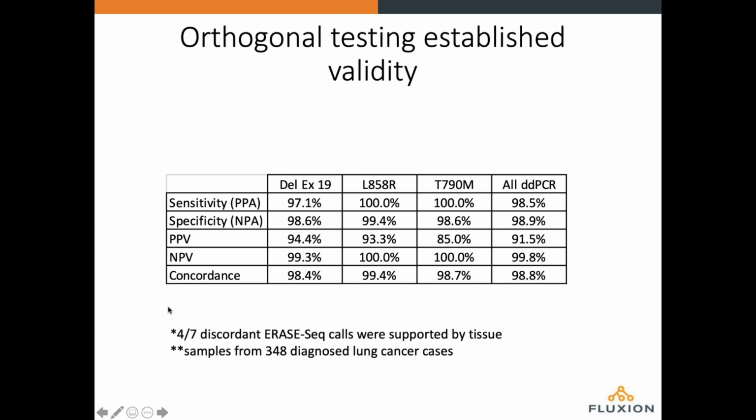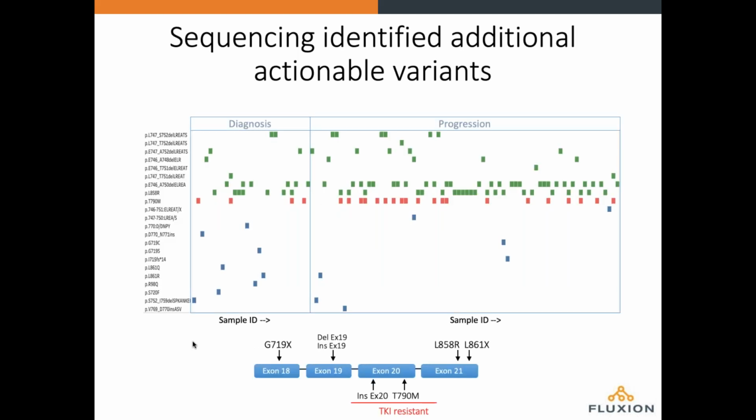Now, what's important is where we do see the discordance. For example, we have a PPV of 91% here with respect to ddPCR, so we had some discordant calls over the full range, which was 348 diagnosed lung cancer cases. Of these 7 discordant calls that we found, 4 were actually supported by tissue. So our conclusion was that at these locations we had similar sensitivity and specificity to PCR with respect to what's really in the blood.